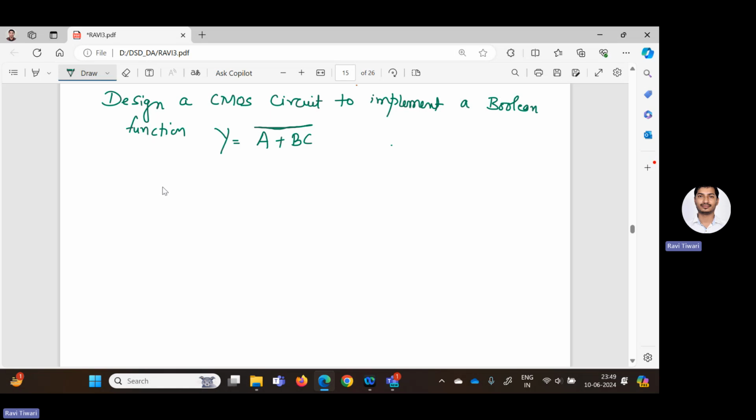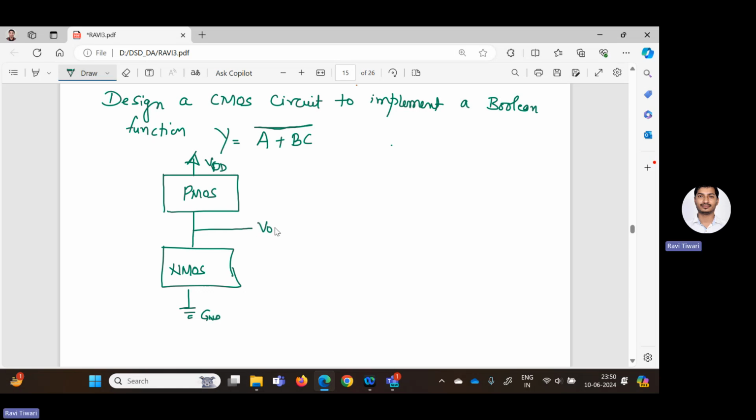To design a CMOS circuit, first we have to implement a PMOS circuit at the top. Then at the bottom, we have to design using the NMOS circuit. At the top, we need to provide the VDD supply, and at the bottom, we need to connect to the ground, GND. From the center, we can take the output.